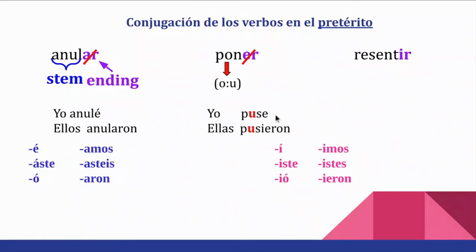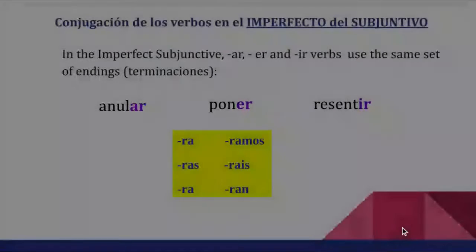So you will say yo puse. But what we need to focus on is the third person plural. Ellas pusieron. So notice that this is the same ending that I have right here on my chart. Pusieron. Y para el verbo resentir tenemos yo resentí y ellas resintieron. So we have the same group of endings for ER and IR verbs most of the time.